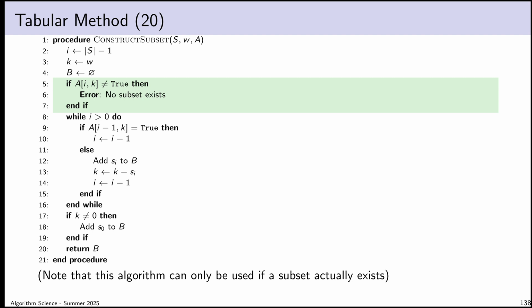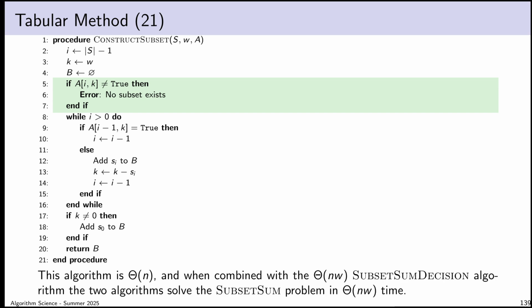And the algorithm, as the slide is saying, can only be used if a subset actually exists. You can't construct a subset if one does not exist. So this algorithm is linear in the size of S, and the earlier algorithm to compute the matrix A was big theta of n times w, which means if I combine those two algorithms together, I can now solve the subset sum problem in big theta of n times w time, which is a pretty big deal. As I said, no polynomial time algorithm in n is known.